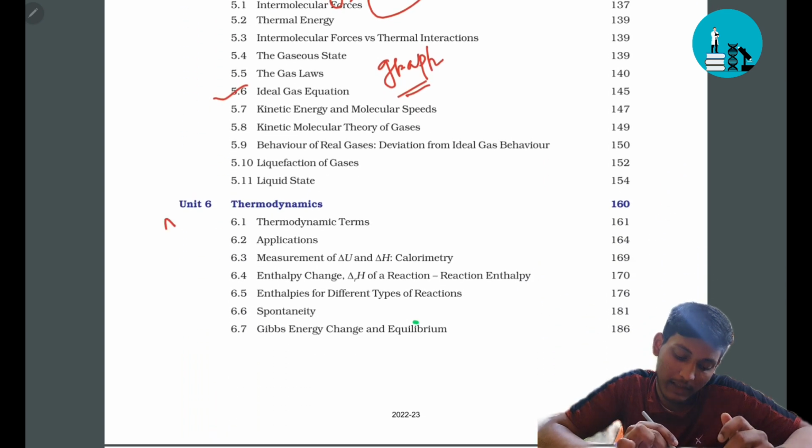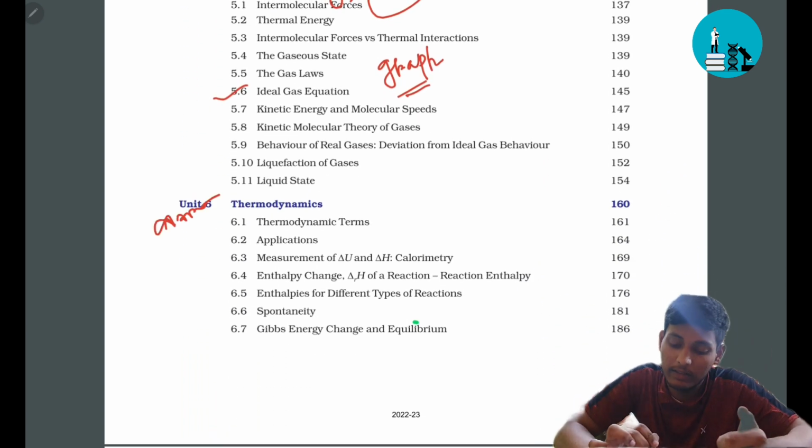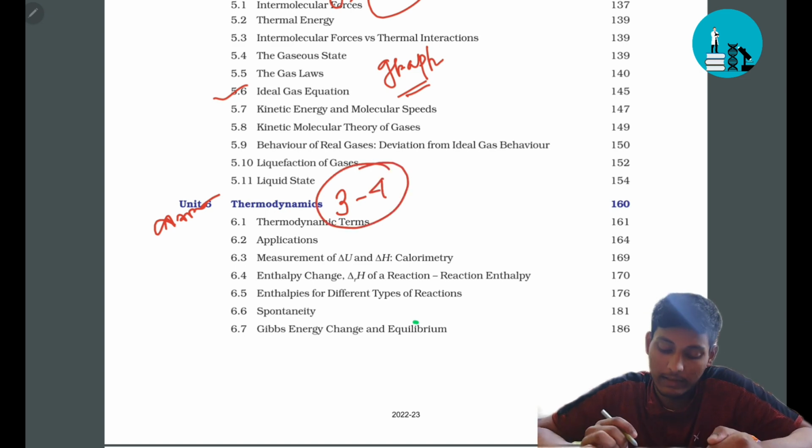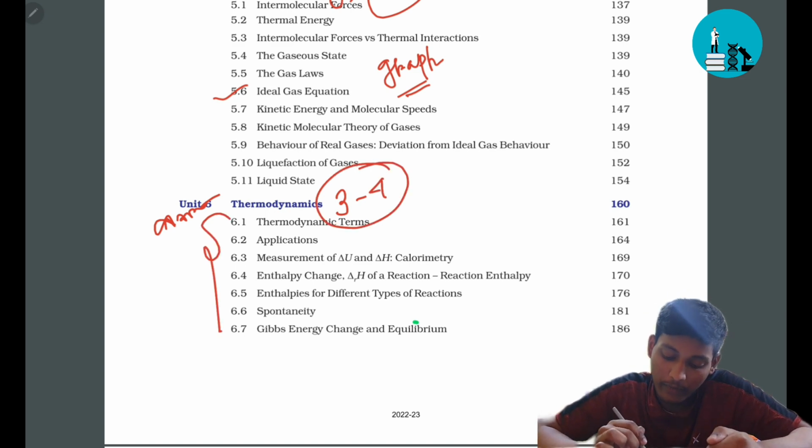Next, the star-marked topic is thermodynamics, and 3 to 4 questions from this chapter are usually asked in your NEET examination, and all the topics are very important and related to physics. Thermodynamics is almost the same as physics thermodynamics, and for that reason it is very easy for you.